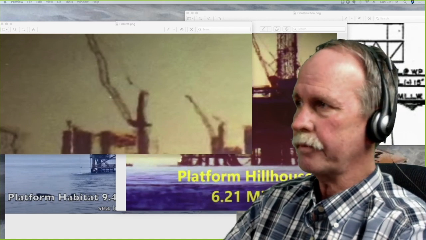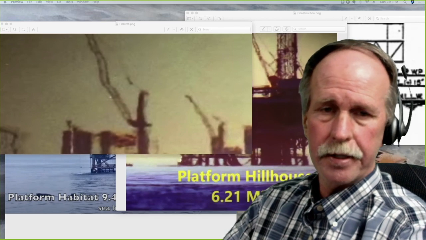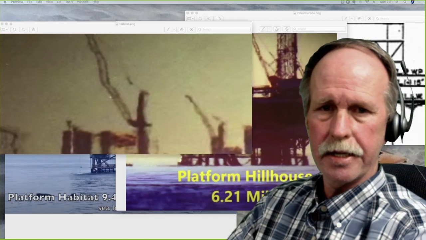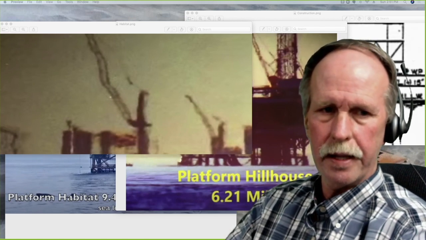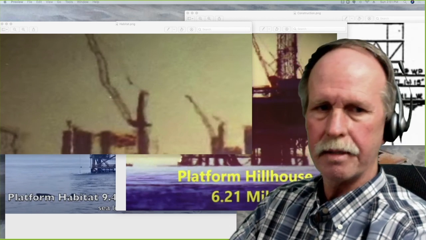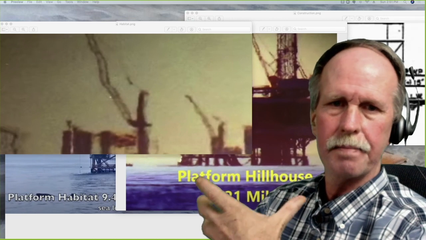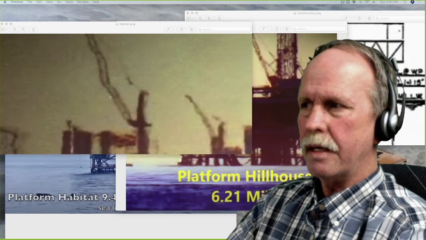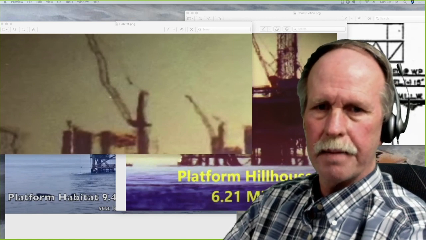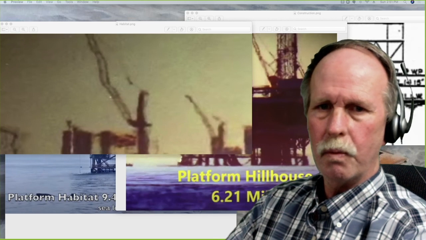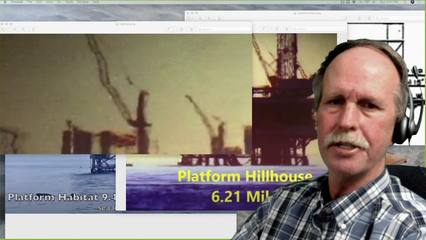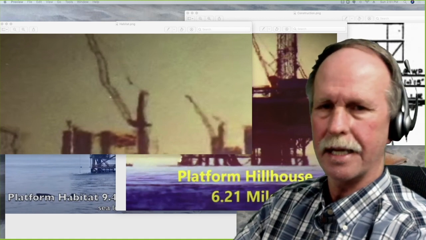For example, I can assume safely that the composition, as far as oxygen and nitrogen, of the air between the shore and Hill House is the same as the composition of the air between Hill House and habitat, because it's the same atmosphere. I can assume that the humidity over that period of time is going to be roughly the same. It may not be exactly the same, but I don't know if it's going to change enough to actually have a difference in the outcome.